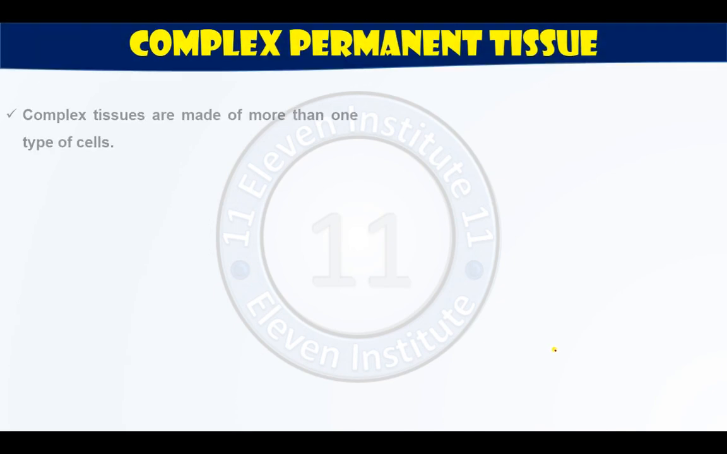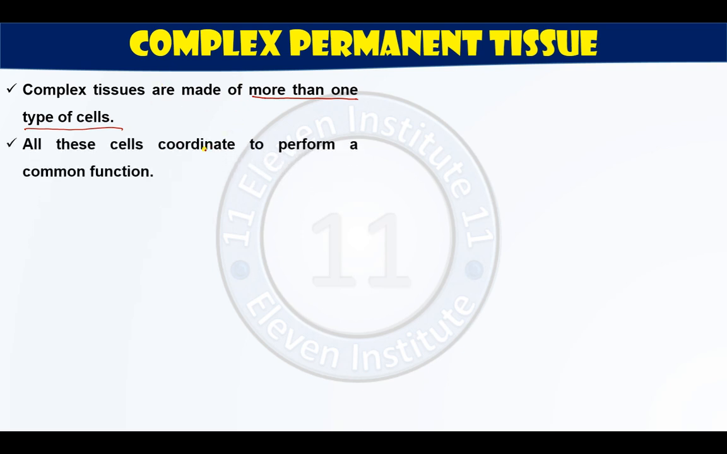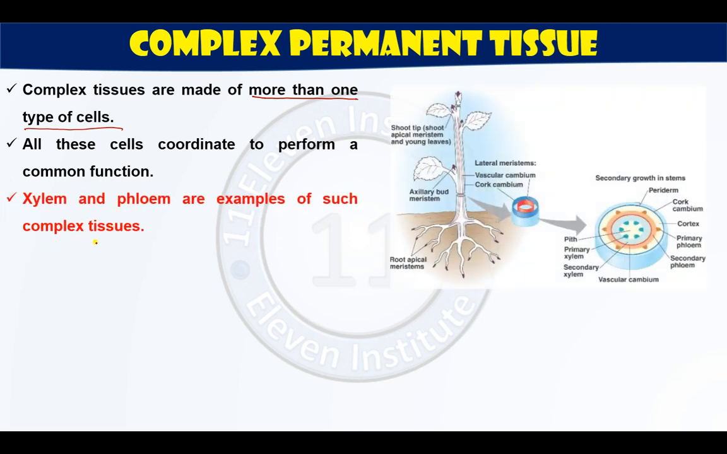Complex permanent tissue. Complex tissues are made up of more than one type of cell. This has been repeated many times, so it is clear by now. All these cells coordinate to perform a common function, right? No matter if you have 5 types of cells, those 5 types of cells will ultimately work together to achieve one single common function, right? Xylem and phloem are examples of the complex tissues in plants.